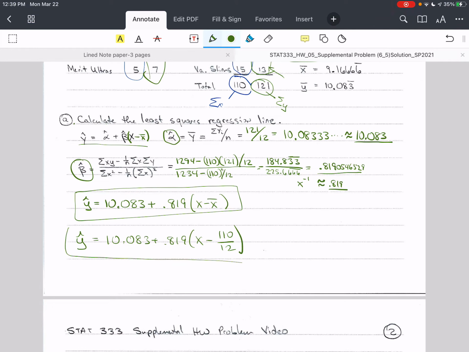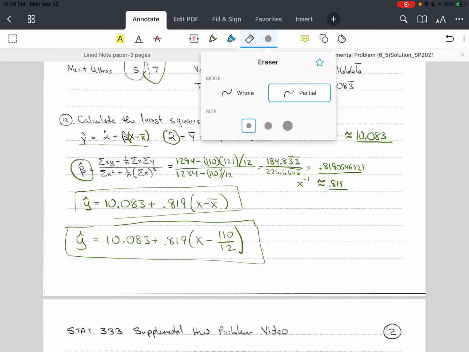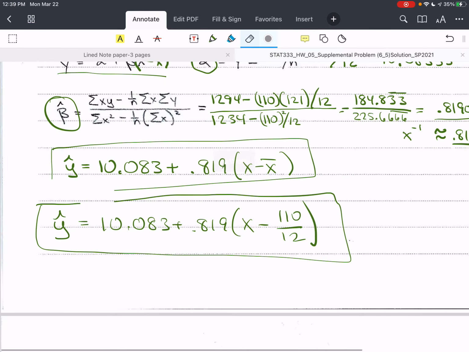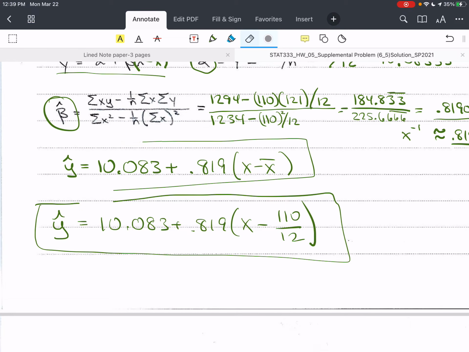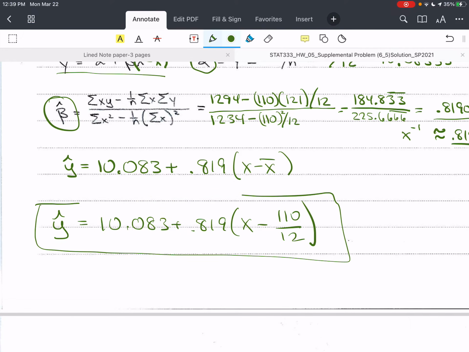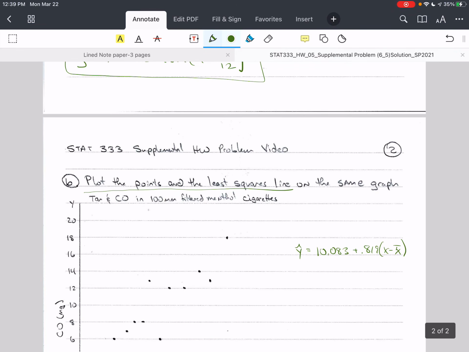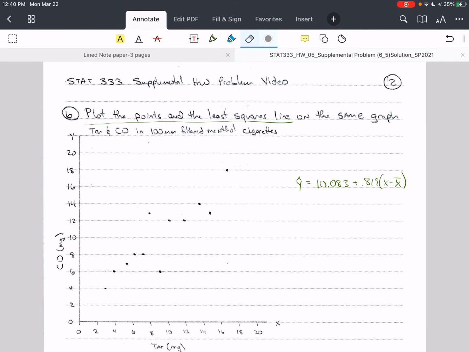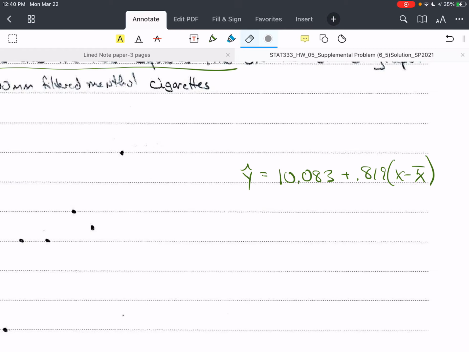And so I guess this would be the line that we should, not guess, that's the line that we should report. Okay. So with x bar plugged in, now we've got down here, this is 110 over 12. Let me zoom back in.